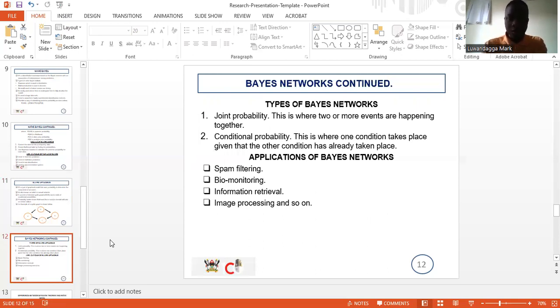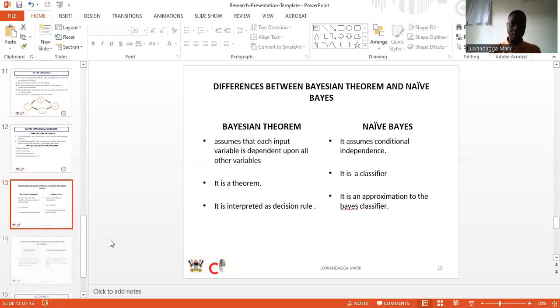Then we have the Bayes networks. It contains types of Bayes networks, and joint probability. This is where two or more events are happening together. Conditional probability is where one condition takes place given that another condition is taking place. Actually, conditional probability is like the Bayes theorem. Applications of Bayes networks include spam filtering, biomonitoring, information retrieval, image processing, and so on.